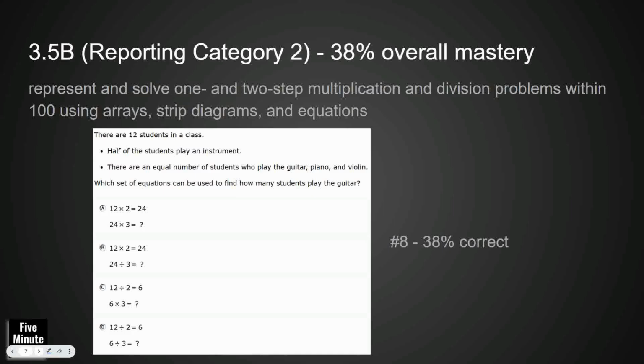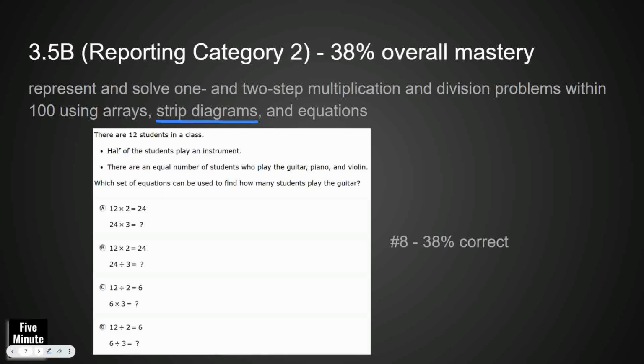grade here. In this case, we're looking at multiplication and division, and we've only got one problem here, but we had 38% correct. So let's take a look at what's going on. And I am going to draw a strip diagram. Strip diagram is called out, so they need to be comfortable with equations, strip diagrams, and arrays here.